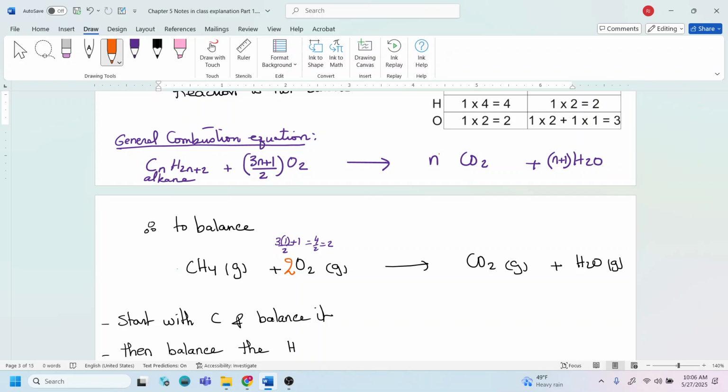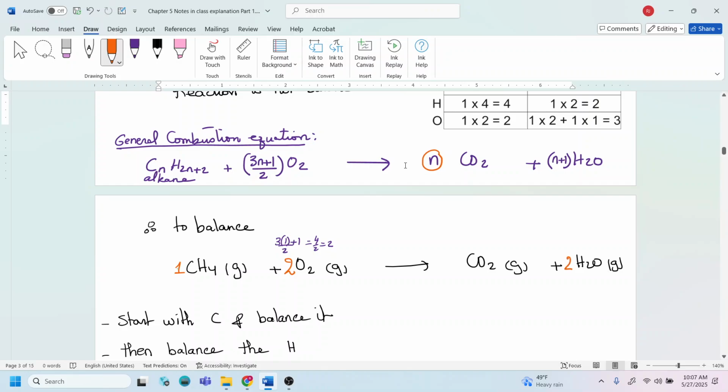And that is going to give me n carbon dioxide. n carbon dioxide, I do have here 1 carbon, right? So that is going to be just 1 carbon dioxide. Just skip the 1. You don't have to write down the 1 over here. And then n plus 1 water. So the number of carbons is 1, right? So 1 plus 1, that is equal to 2.